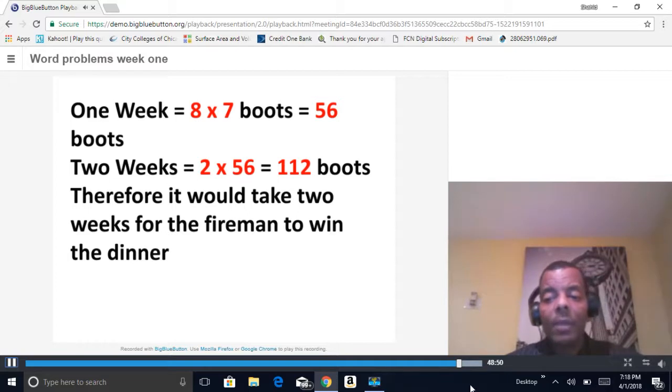How many boots in 2 weeks? Wouldn't it just be 2 times 56? And bam, guess what 2 times 56 just happens to be? 112 boots. You've answered the problem in a short amount of time. Therefore, it would take the fireman 2 weeks before he can enjoy that beautiful dinner for winning the prize of washing 112 boots.